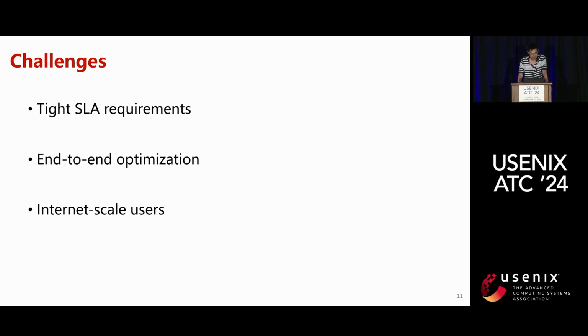First is the tight SLA requirement. Basically, you need to consider all these metrics like latency, jitter, and also throughput, which will be our next step. And because the communication is worldwide, you need to do end-to-end optimization, jointly optimizing the routing and connection in the access and also the backbone network. And also, handling millions of daily active users is itself a difficulty.